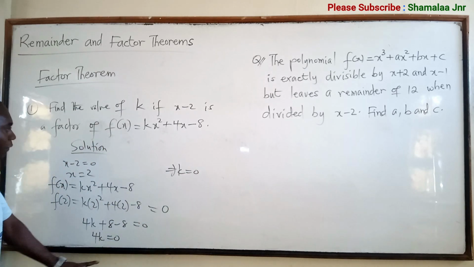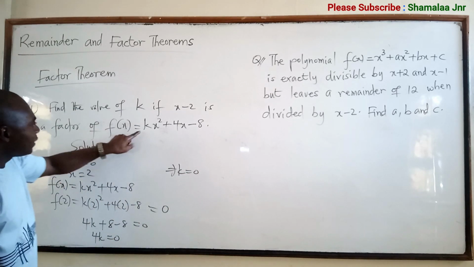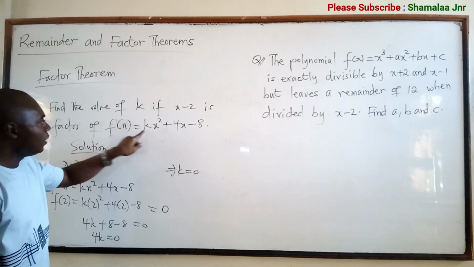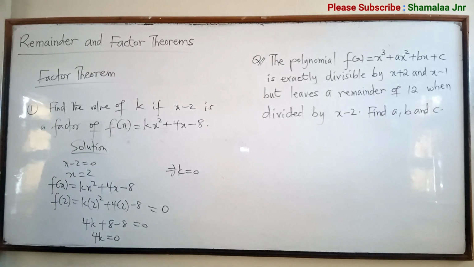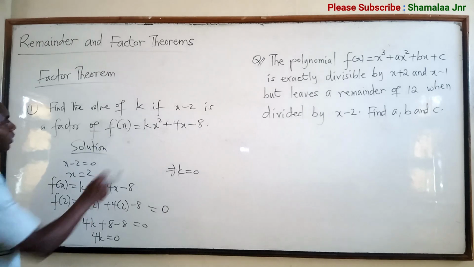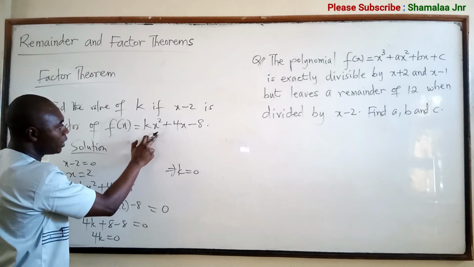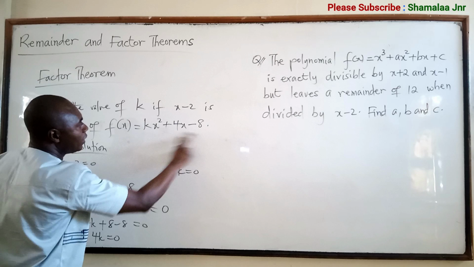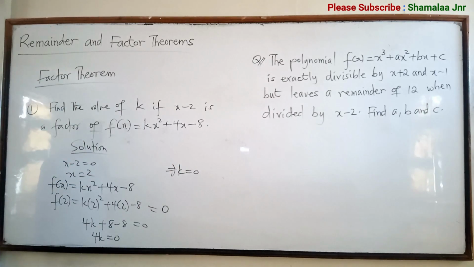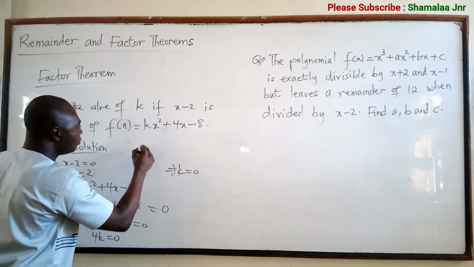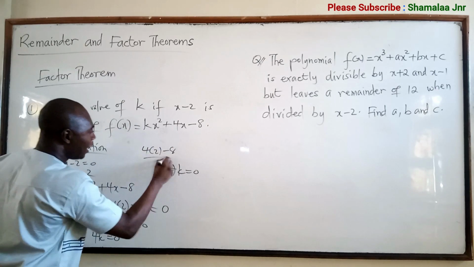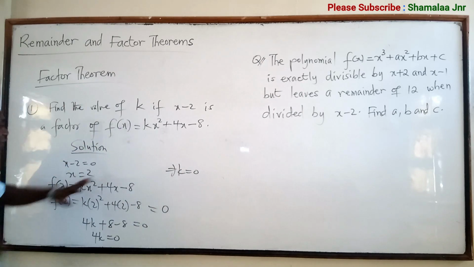That is 0 over 4. So it means that this k should be equal to 0. And if this k is equal to 0, then this is a factor of this. In other words, when this k is equal to 0, the whole of this will go to 0. And if you put 2 here, you should get 0, and it will be true. Yes, if you put 2 here, when the whole of this is equal to 0, it's going to be 4 times 2 minus 8, and this will be equal to 0. So these are some of the questions we can ask you to solve.